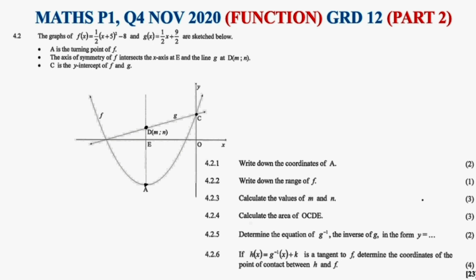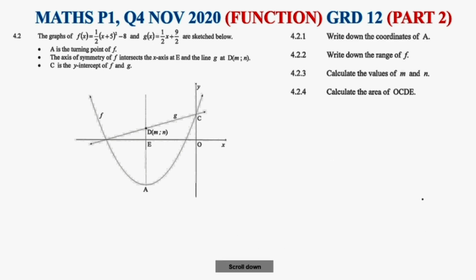Great, let's see what we have here. Now we have this question: write down the coordinates of A. What is A here? A is a turning point. So 4.2.1 is the turning point.